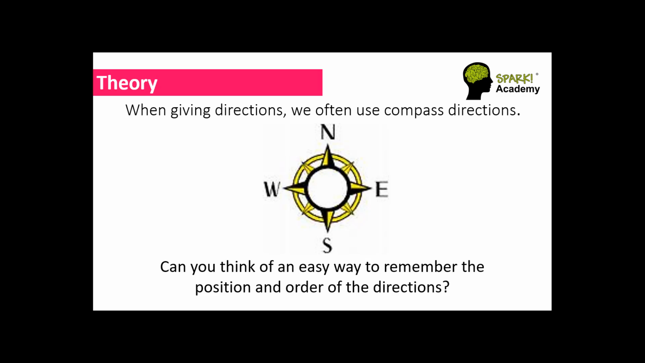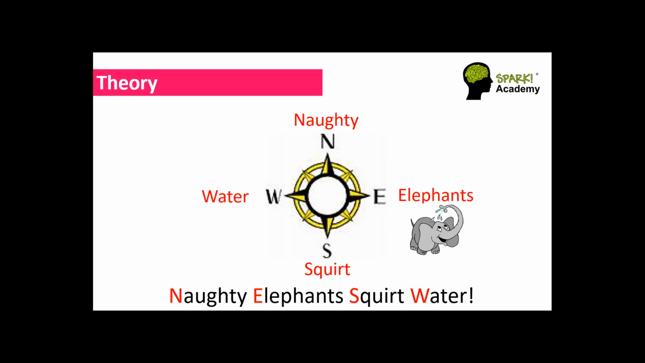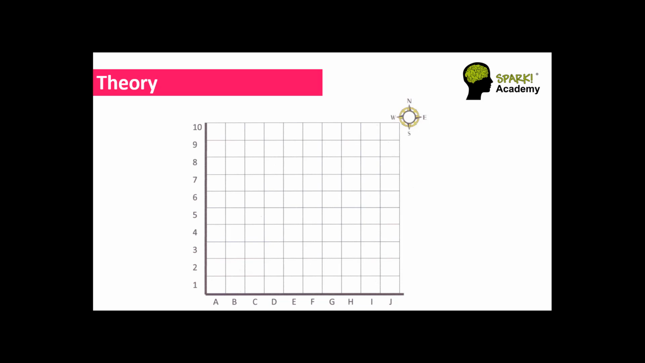When giving directions, we often use compass directions. So we've got north, east, south, west, and I can remember this by thinking never eat shredded wheat, or even naughty elephant squirt water. Can you think of an easy way for you to remember the position of these directions? You might have a different method. So naughty elephant squirt water is one way.